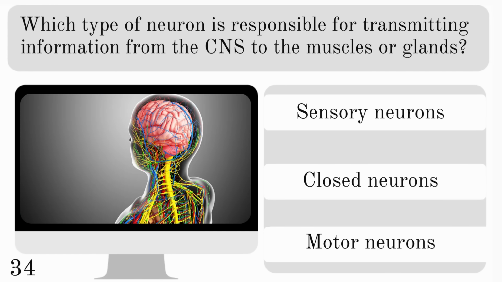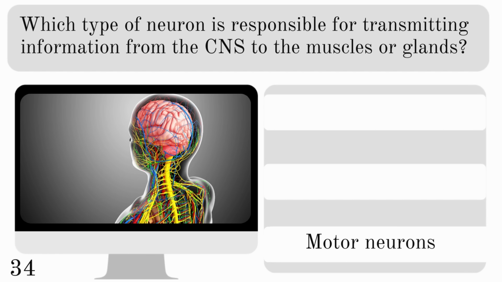Which type of neuron is responsible for transmitting information from the central nervous system to the muscles or glands? Is it sensory, closed, or motor neurons? And the correct answer, motor neurons.